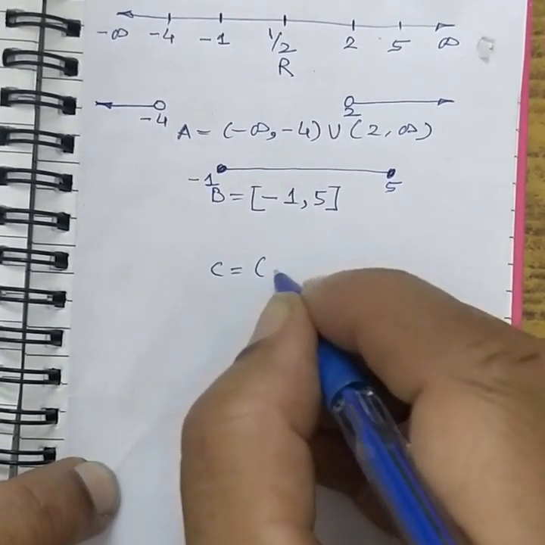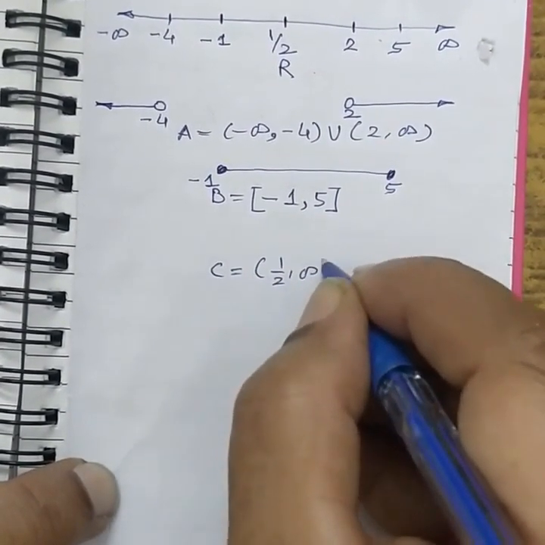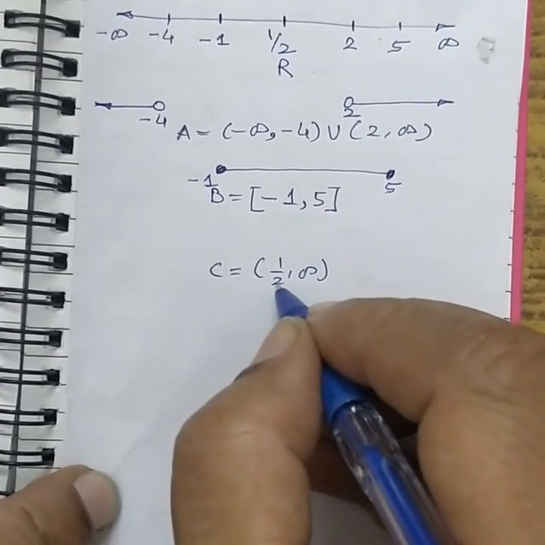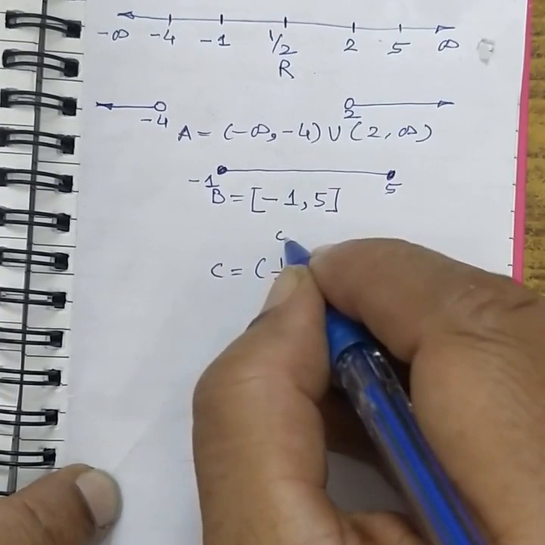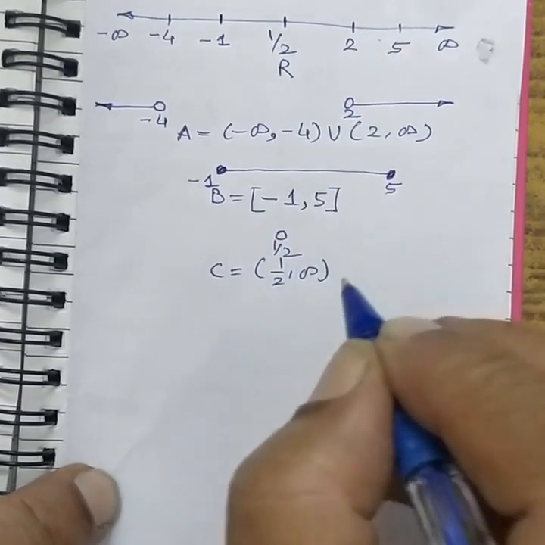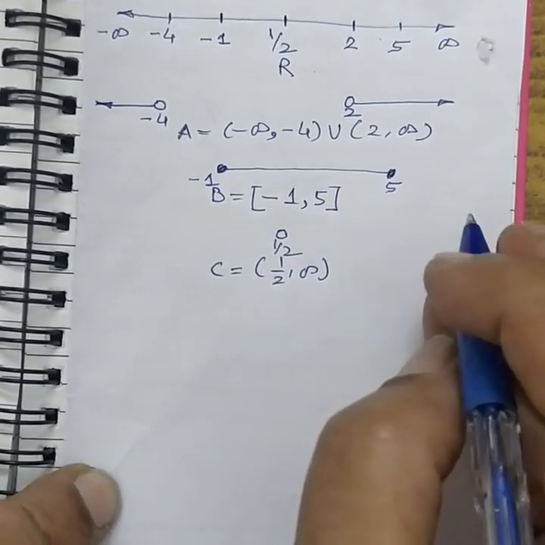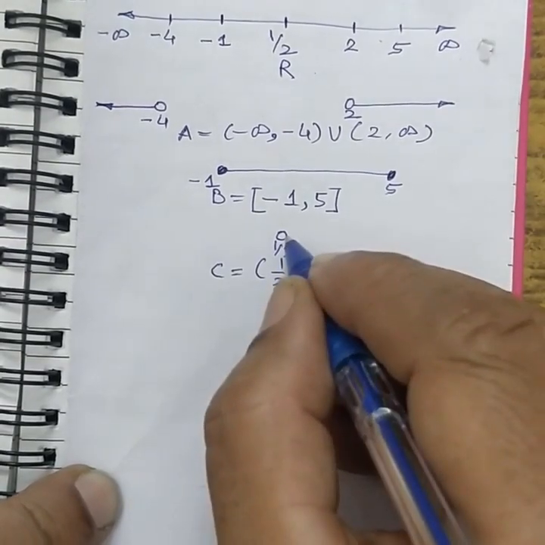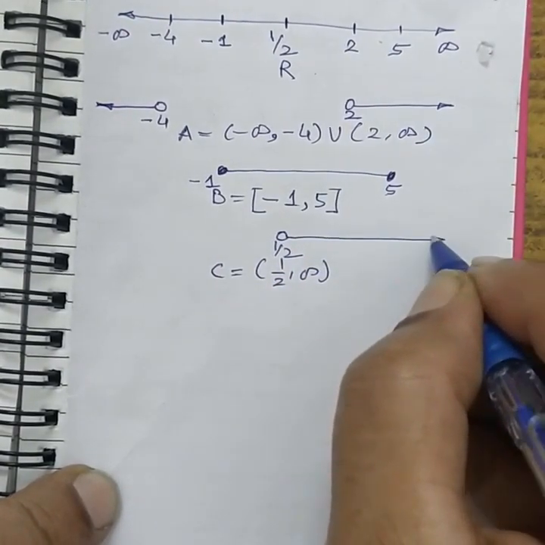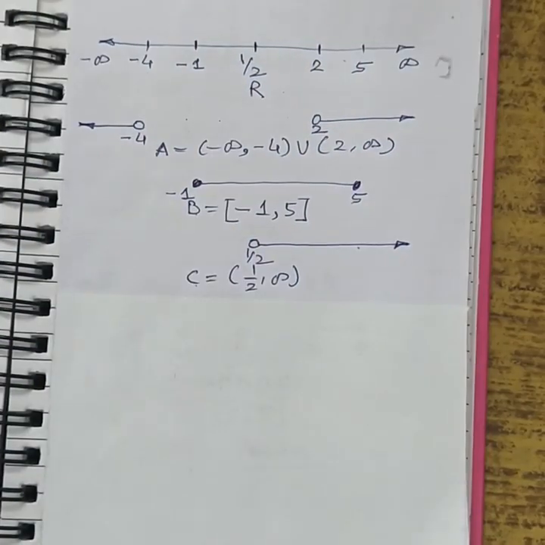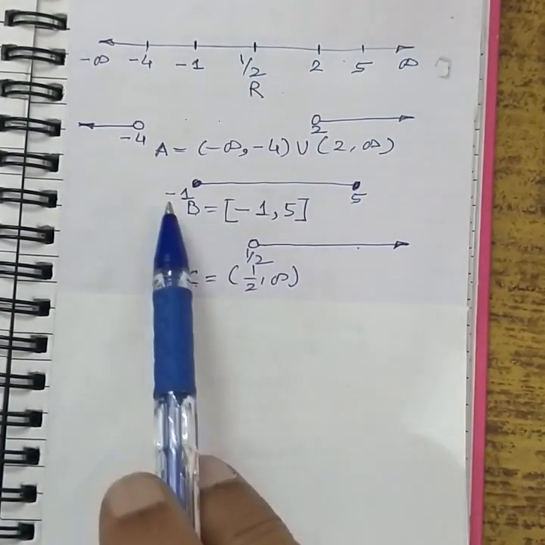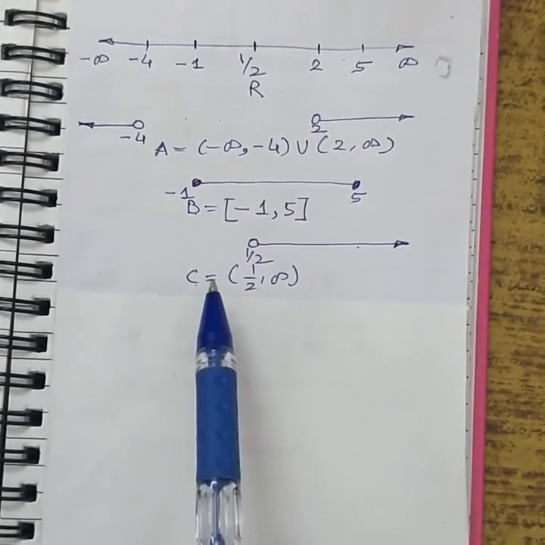Set C is half to infinity. 1 by 2 is not an element of C, hence a donut is shown for half. The interval between half and infinity is an element of the set, hence a firm line is shown. The number line representations of sets A, B and C have been drawn.